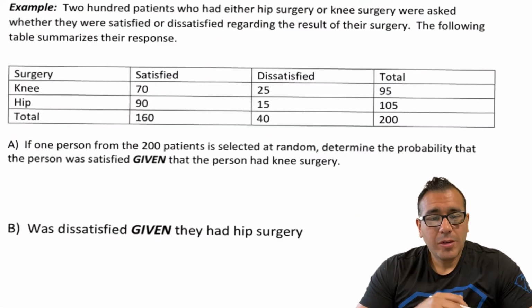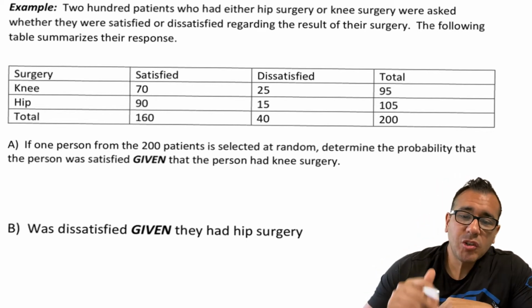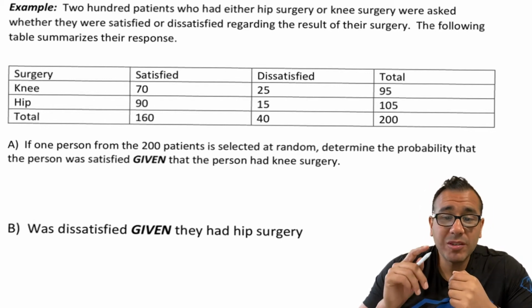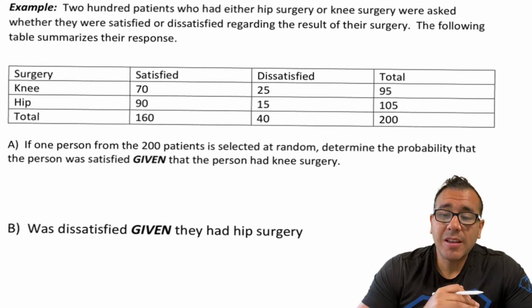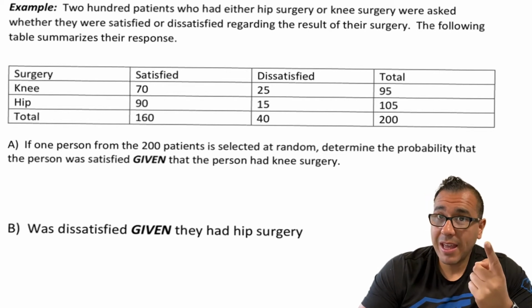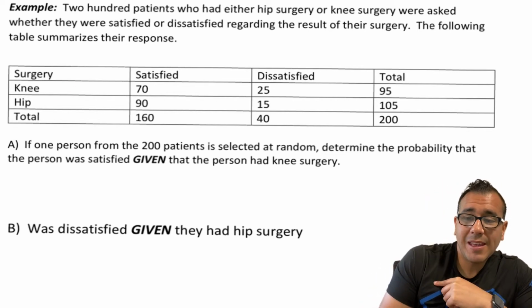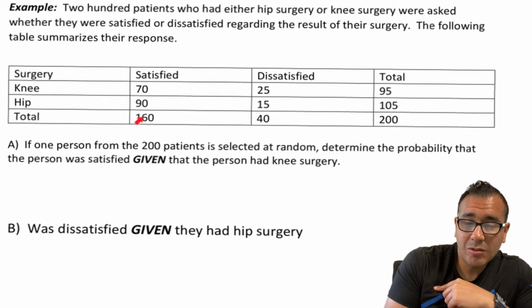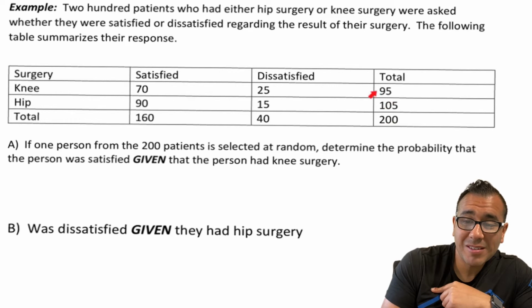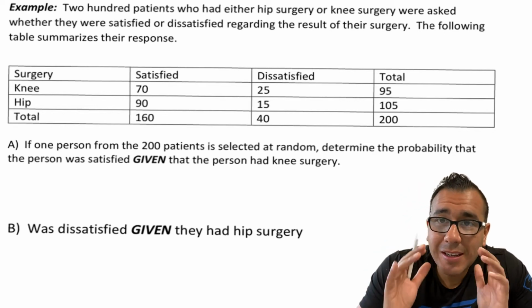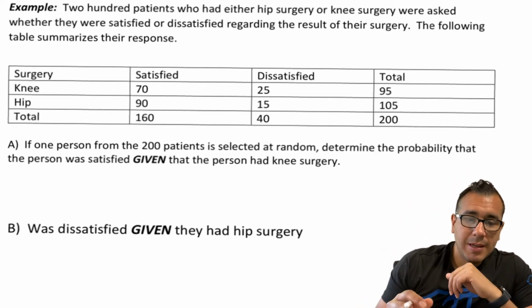All right, mathletes. So example number 2: 200 patients who had either a hip surgery or a knee surgery were asked whether they were satisfied or dissatisfied regarding the results of their surgery. So we have this chart here, and we're looking at two things: what type of surgery they had, and their satisfaction level. Notice we added all the grand totals. This total down here should equal 200, as well as this total. So regardless of how you add it up, the columns versus the rows, you're going to get the same number. So here we go.